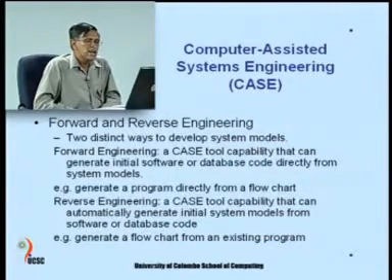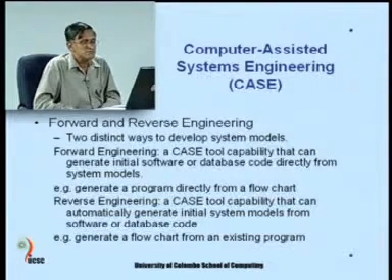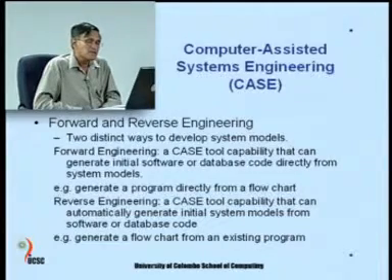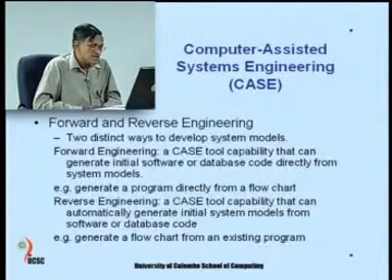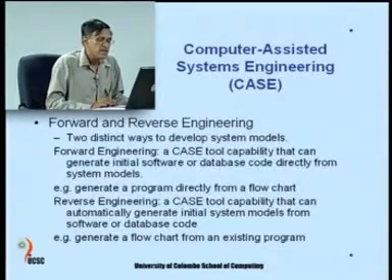Forward engineering is a CASE tool capability that can generate initial software or database code directly from system models, and generate a program directly from a flowchart. Reverse engineering is a CASE tool capability that can automatically generate initial system models from software or database, and generate a flowchart from an existing program. So these facilities, forward and reverse engineering, are very useful in software development.